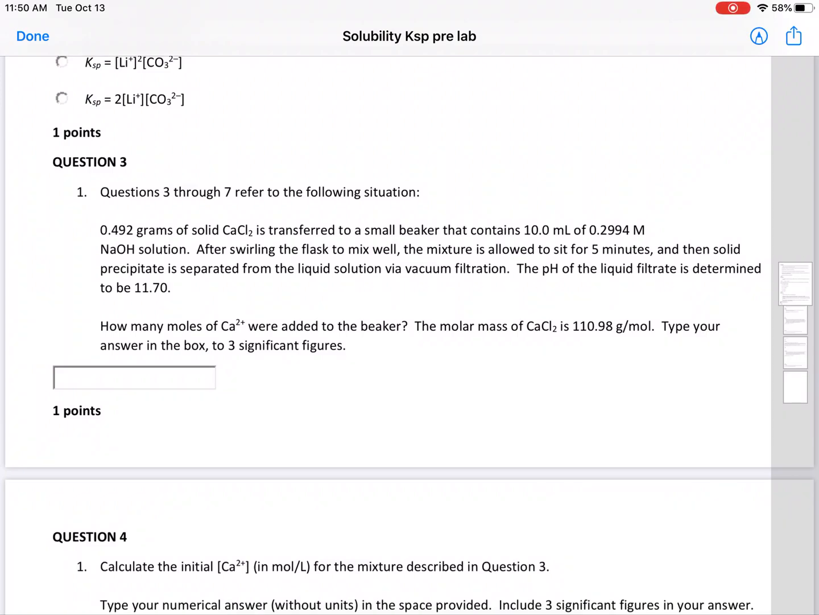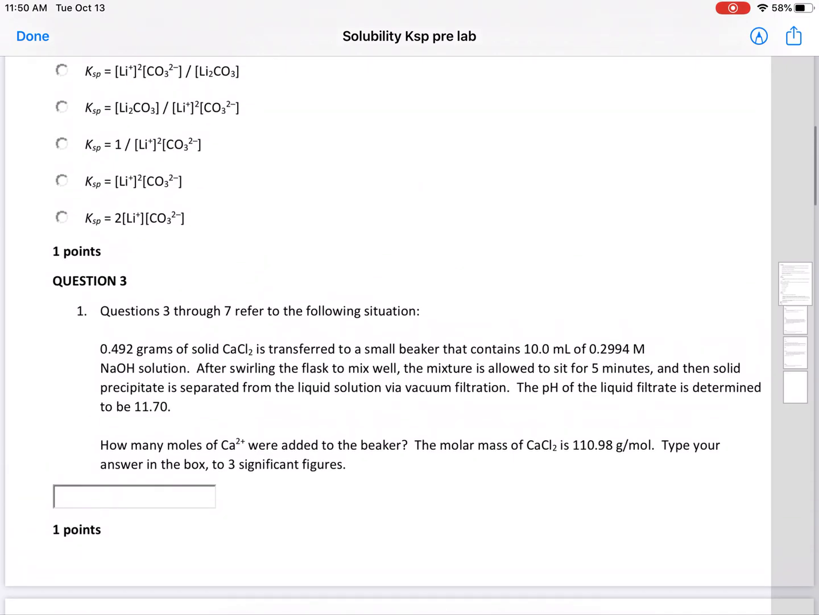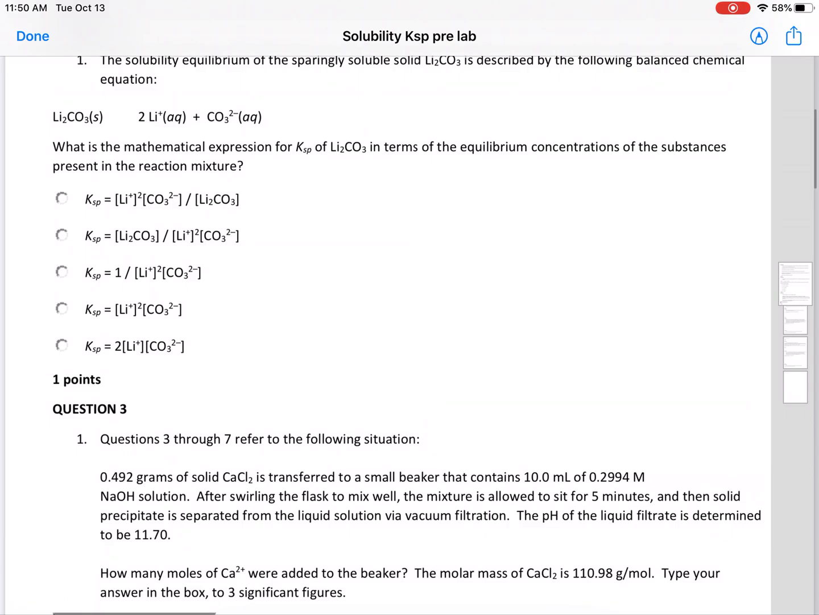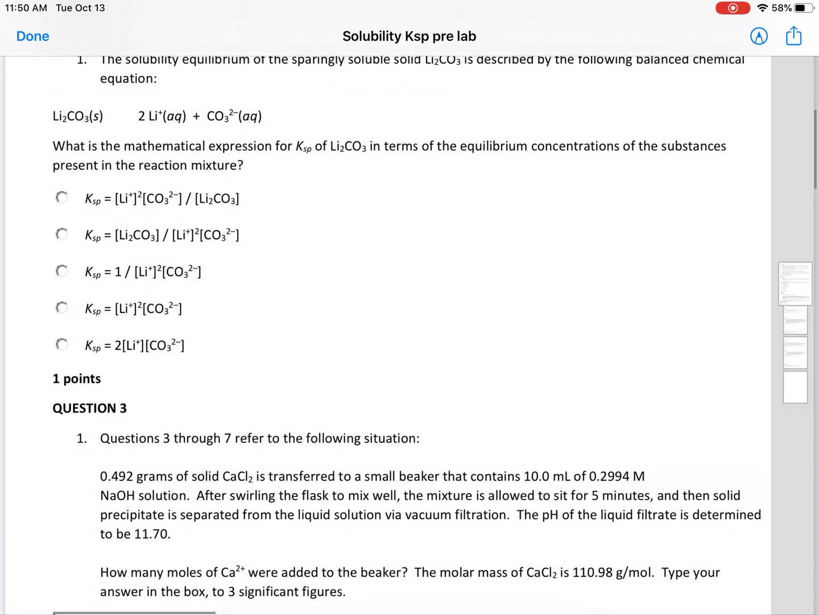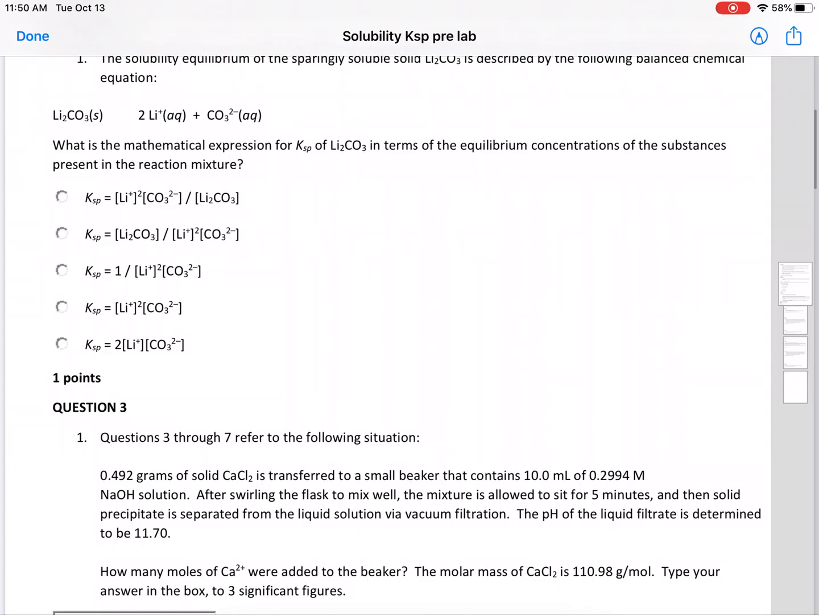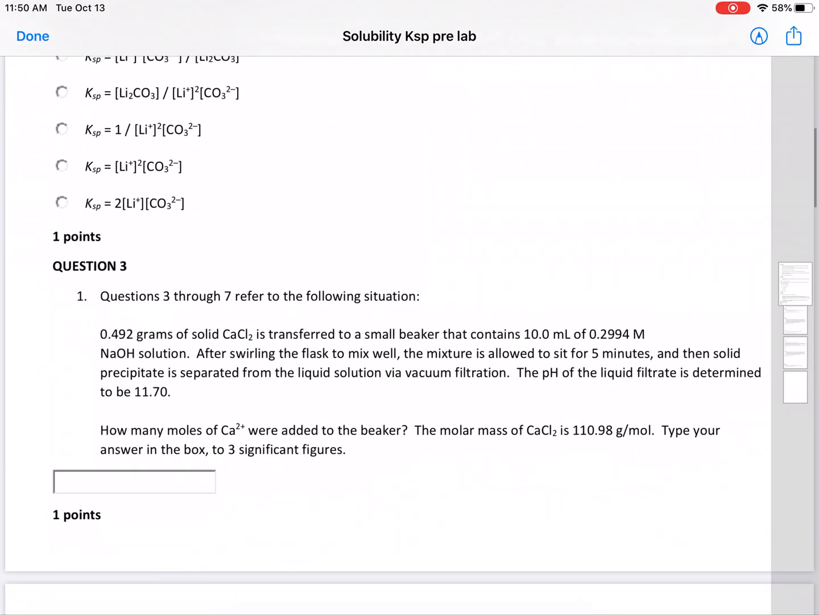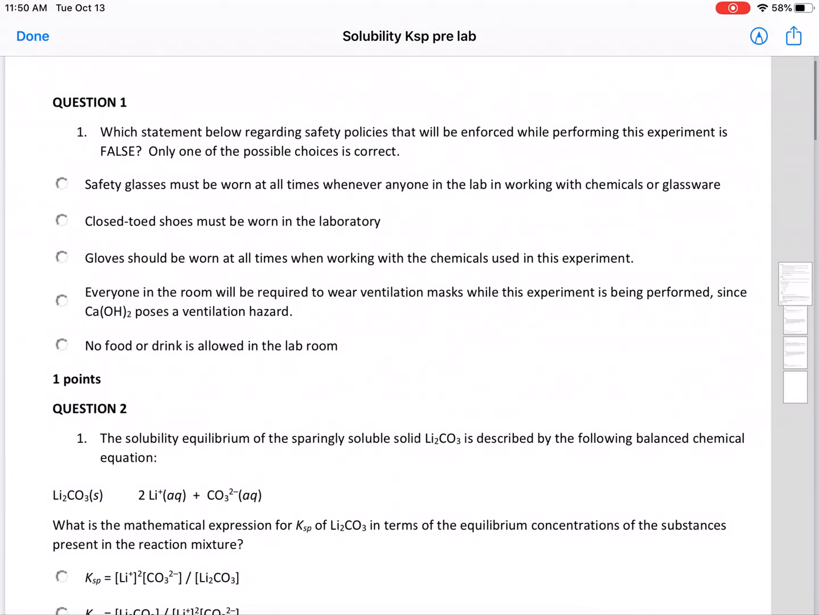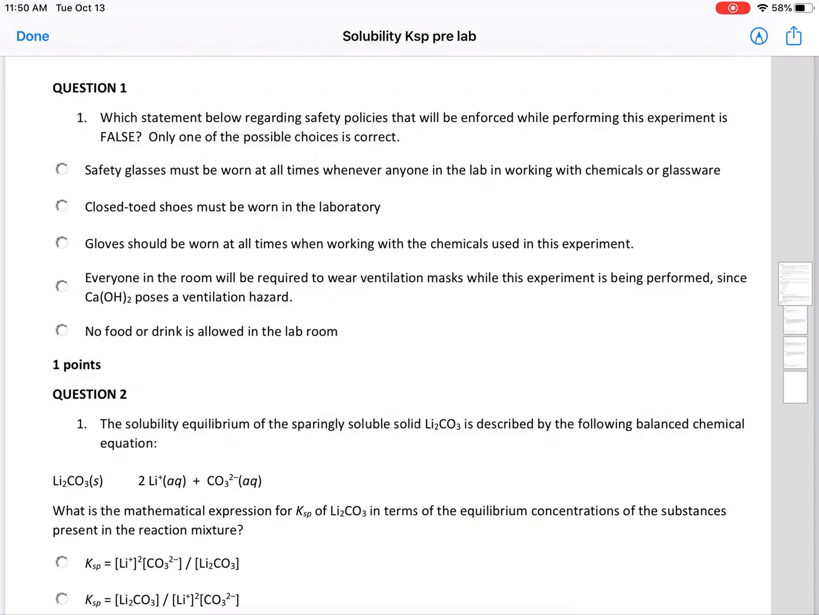Hi everyone, let's go ahead and do our pre-lab questions for experiment, I don't have a number for that experiment, maybe experiment 5. So that is going to be solubility, okay, KSP. So question 1 and 2, you guys can do that.